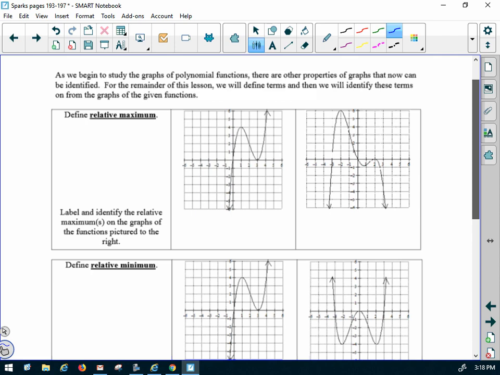The easiest way to understand a relative maximum or a relative minimum: a relative maximum is a hill. A relative minimum is a valley. A relative maximum is any place that your graph changes from increasing to decreasing. A relative minimum is any place that your graph changes from decreasing to increasing. That's it. Each will be a point. So, define relative maximum. Don't write all this down, we don't have time. A relative maximum is where your graph changes from increasing to decreasing. It's a hill.